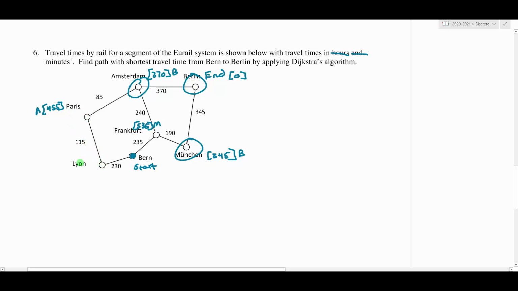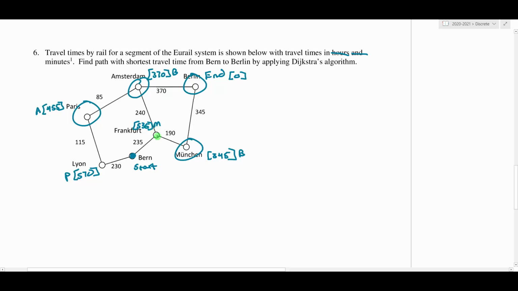I think that's how you say that, Lyon or Leon. I think it's Leon. All right, so 455 plus 115. A little mental math here. So we got 570, and that's coming from Paris. There we go. All right, Paris is done. Okay, so now look, 570, 535. The 535 is currently shorter, right? So I'm going to do 535.